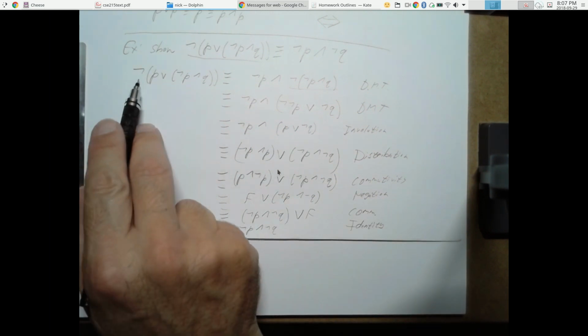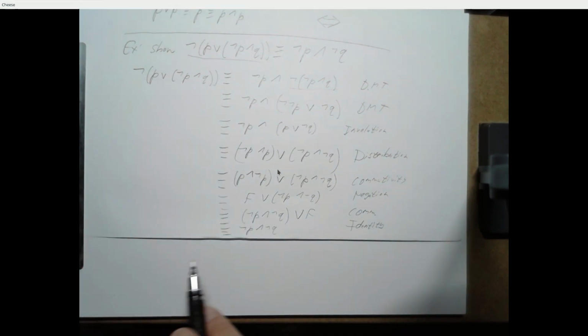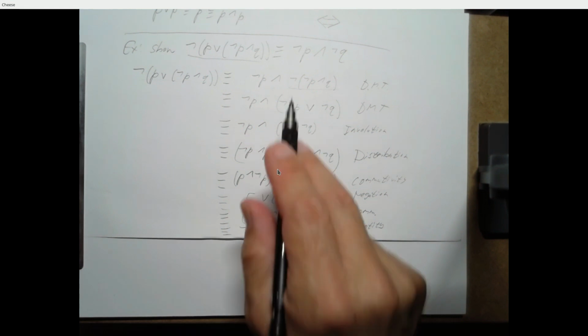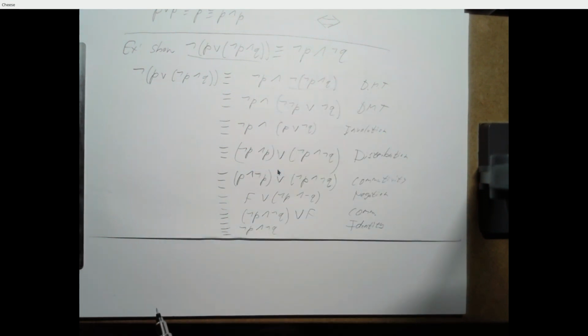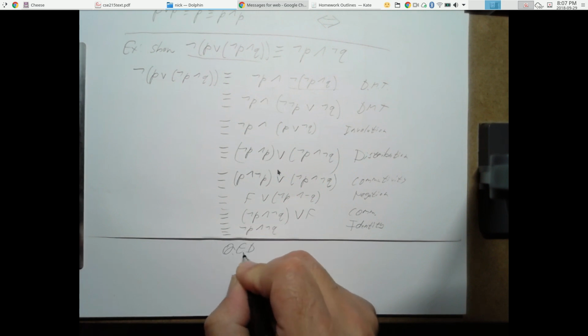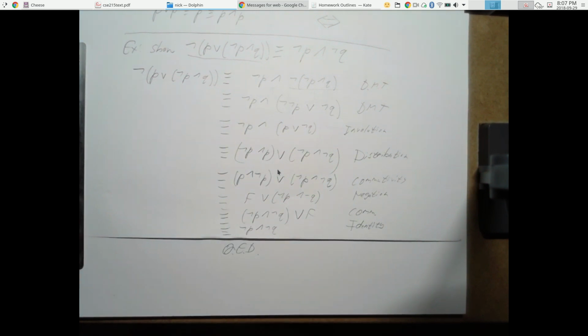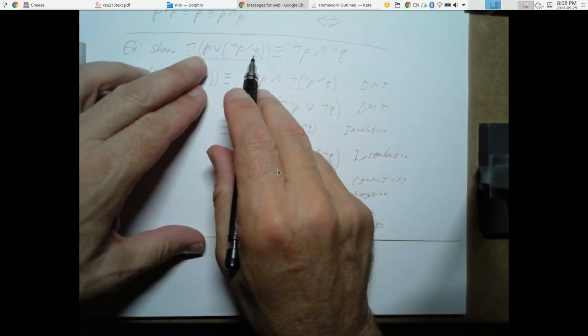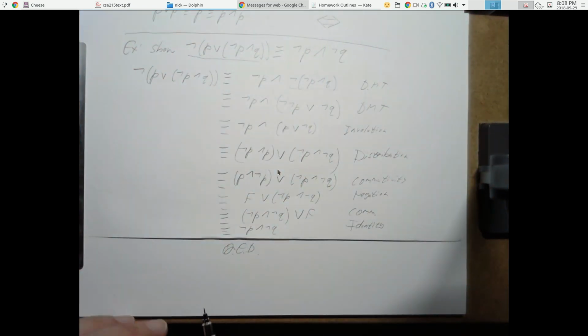And so we have shown that this expression here on the left is logically equivalent to not P and not Q, which is what we were asked to show. And so at this point we can say QED, which is Latin for which was what we were asked to demonstrate. And so we have just proven that this expression is logically equivalent to this, and we did it by applying a series of identities.